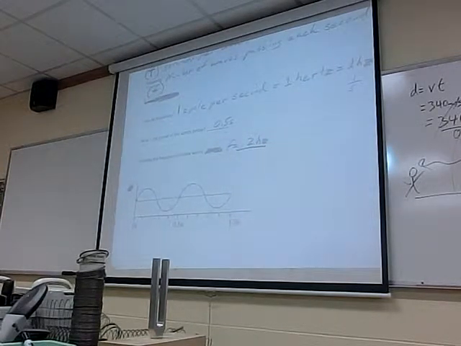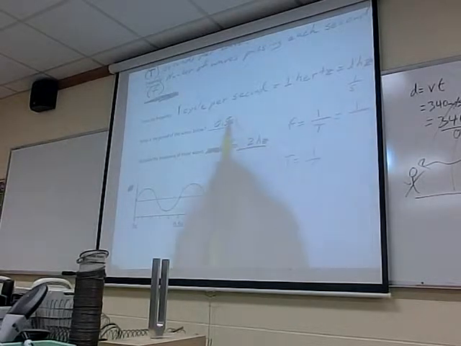You could do it that way, or you can just use the formula, which is frequency equals 1 over period. Alternatively, period equals 1 over frequency. They're the reciprocals of one another. So in this case, if I want to know the frequency, I can just plug in 1 divided by the period, and that gives me 2 hertz.